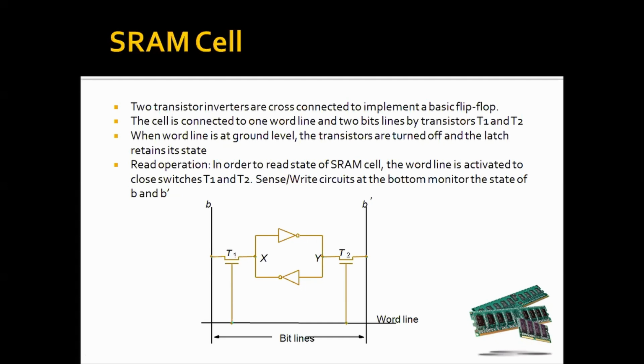When the word line is at ground level, the transistors are turned off, and the latch retains its state. For example, let us assume that the cell is in state 1 if the logic value at point x is 1 and at point y is 0. This state is maintained as long as the signal on the word line is at ground level.